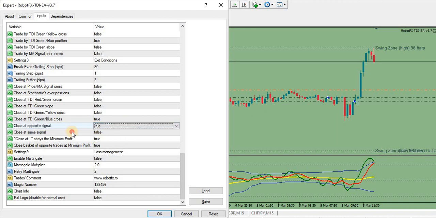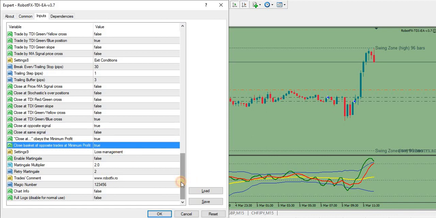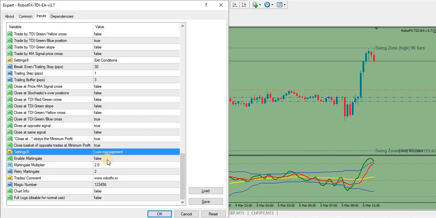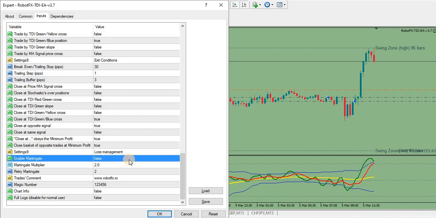But I want to close them, so that means that I will never use this option. Will not come to this. Next options are the loss management. You have the option to enable Martingale.